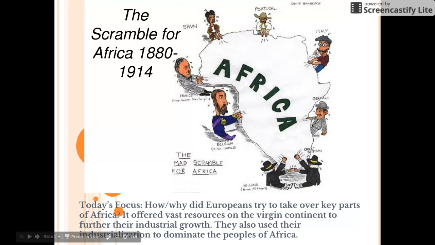All right, guys. So we're going to take a quick look at imperialism, and we're going to focus specifically on Africa. I know I got a chance to introduce this, I think, in both classes. So the main theme we're going to look at is why and how European nations began to look towards Africa at the end of the 19th century and beginning of the 20th century.